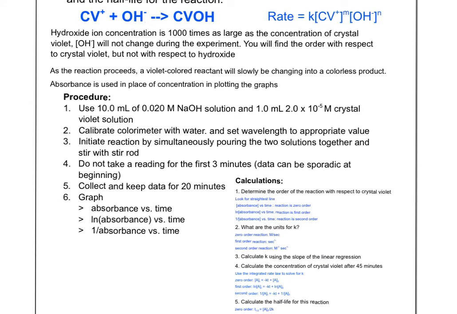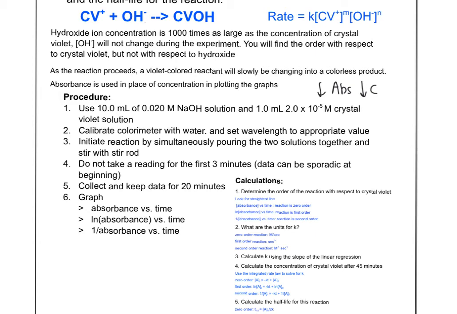So it's going to go from bright purple to a lighter purple until it was colorless. So we used a colorimeter like we did for Beer's law, and we tested the absorbance every minute, or every 30 seconds, for 20 minutes. And we used absorbance like concentration because Beer's law says absorbance is directly related to concentration. So if my concentration goes down, my absorbance will go down.